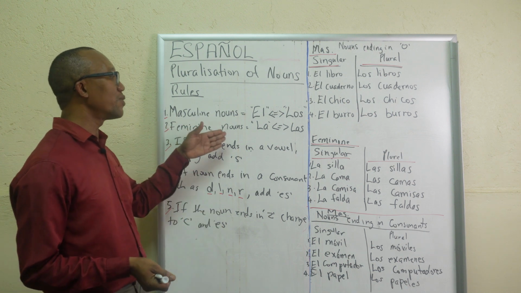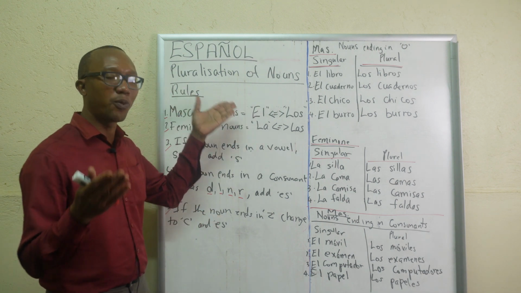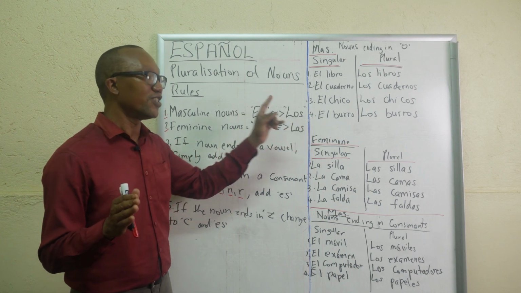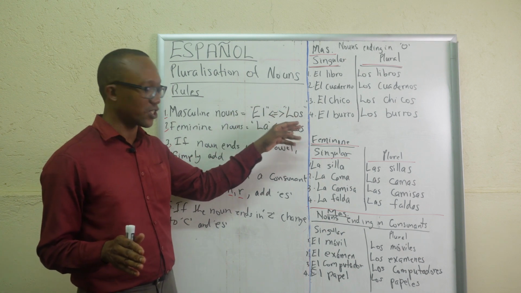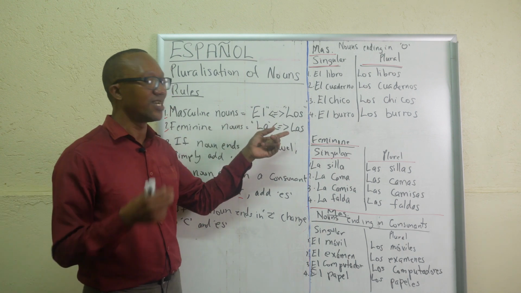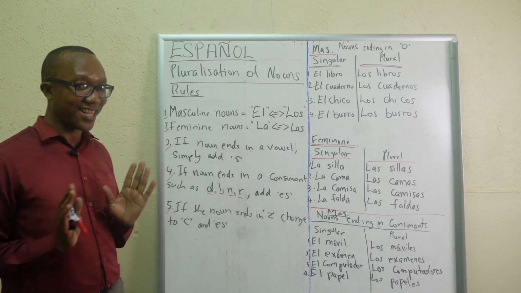So masculine nouns, as we know, the el, to change them to their plural form, we're going to make them los. So that's the first step. Change the el to los. For the feminine nouns, they change the la to las. See, claro? Es claro, it's clear, right?